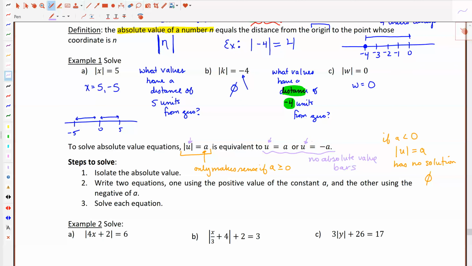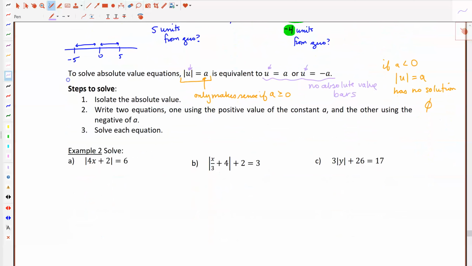Those bars are kind of acting like a trapping mechanism, preventing me from getting to my variable. So we're going to break it into these 2 cases and then solve these 2 cases where I have no bars. So just generally the steps to solve these. The first step is to isolate the absolute value. That means get it by itself on one side of the equation if it's not already by itself. We're going to write 2 equations, one using the positive value of the constant a, and the other using the negative of a, and then we're going to solve each of the resulting equations.